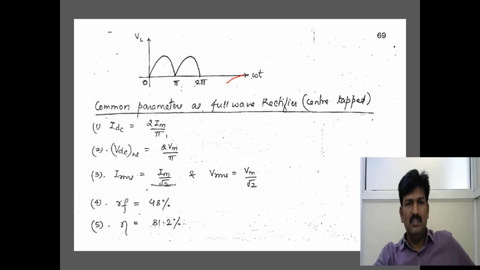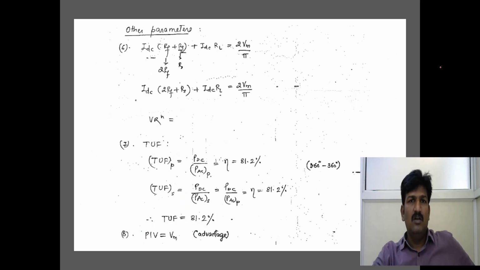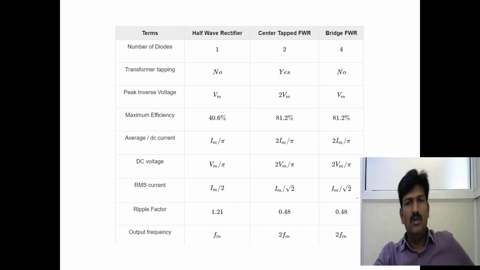Here are some parameters. IDC we already discussed for the center tap. IDC equals Im by pi, and VDC equals Vm by pi. IRMS is Im by root 2, VRMS is Vm by root 2. The ripple factor is 48%, and the efficiency is 81.2% for the center tap. For the other parameters, you have to write the equations, which we already discussed. This is the transformer utility factor, and this one is the peak inverse voltage, and we have the comparison of the half wave rectifier, center tapped full wave rectifier, and bridge rectifier.